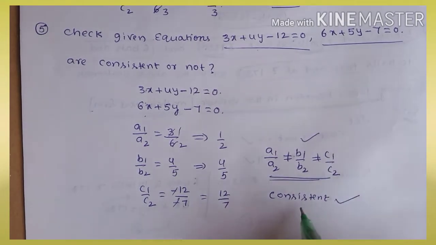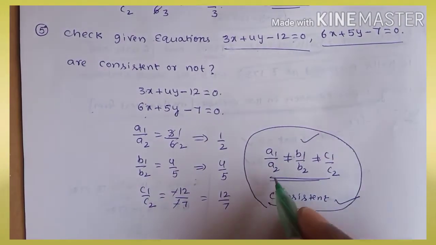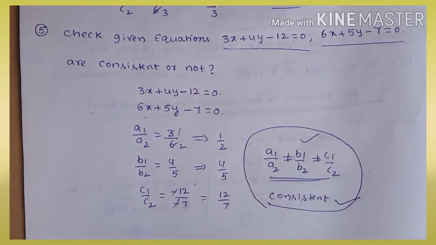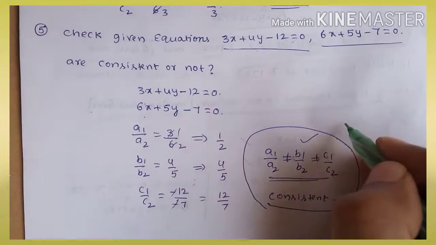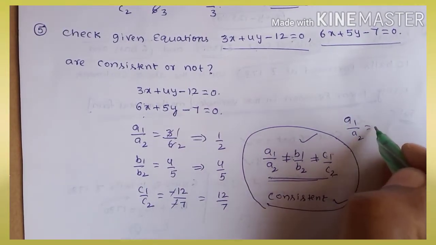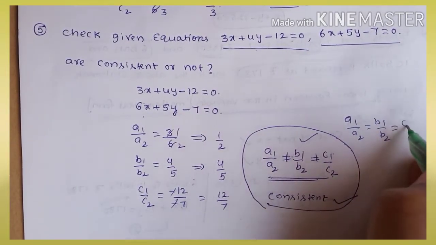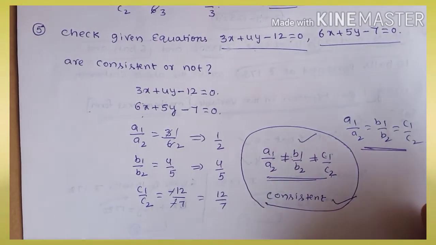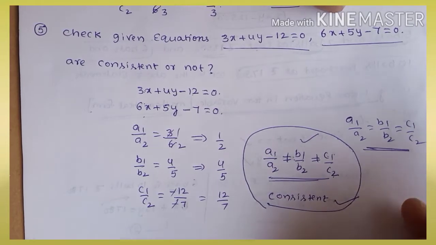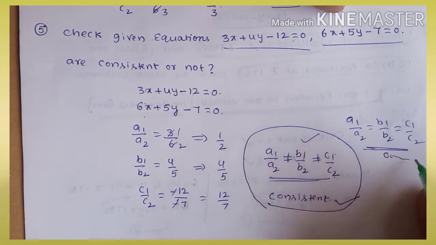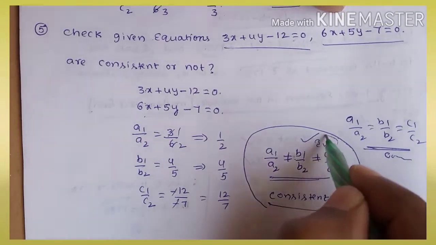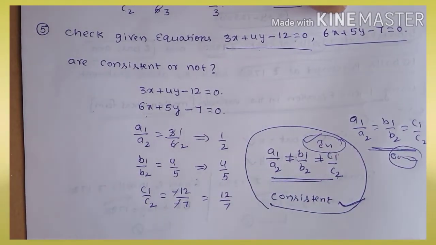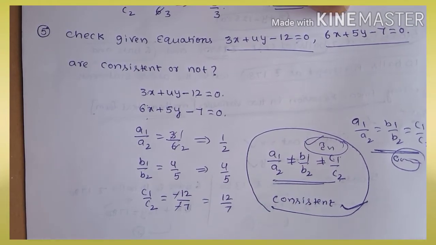Okay, the condition for consistent equations is A1 by A2 not equal to B1 by B2 not equal to C1 by C2, that is correct. Or one more condition is also there for consistent: A1 by A2 equal to B1 by B2 equal to C1 by C2 we can also consider as consistent equations. These are coincident lines, those are intersecting lines. Both are in the group of consistent only. Don't get confused.